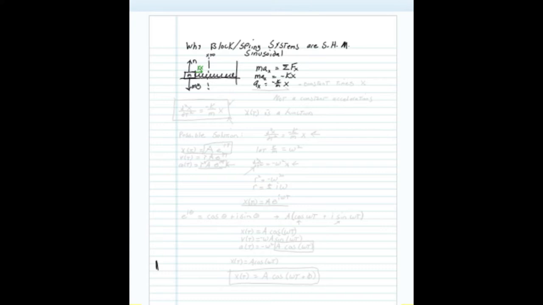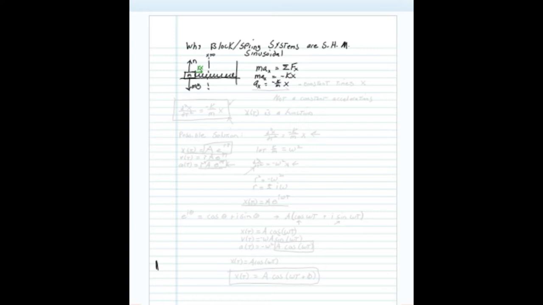So if I apply Newton's second law to the x direction, I get ma in the x direction equals the net force in the x direction. Ma becomes negative kx because the displacement from equilibrium in this picture is to the left, but the force is to the right, so they are opposite in direction. That's where the minus sign comes in. And so the acceleration is equal to negative k over m times x.